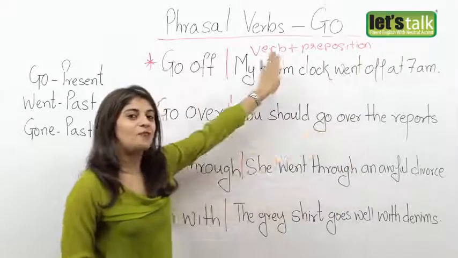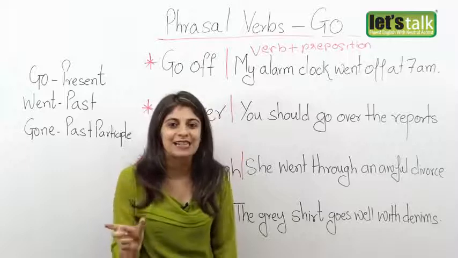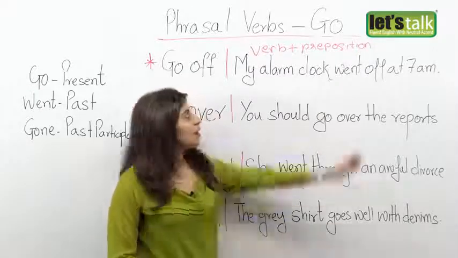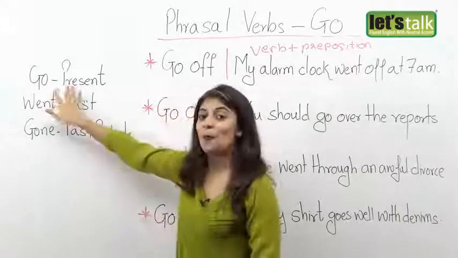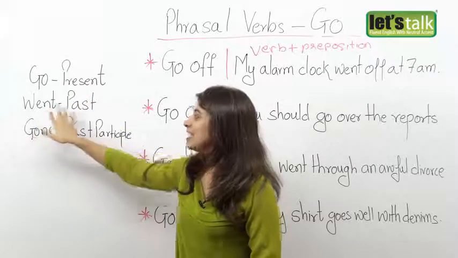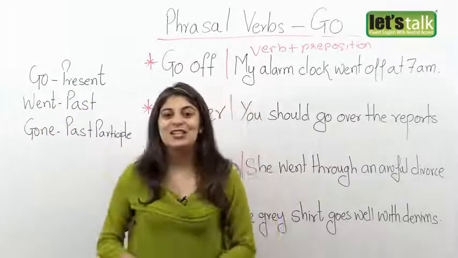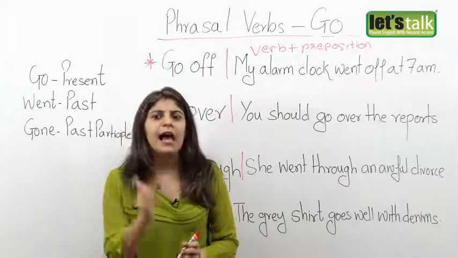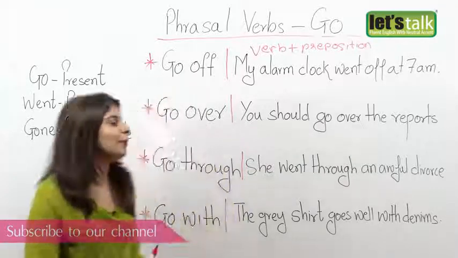Okay, so the verbs are followed by a preposition and this combination makes mini phrases, and that's why we call them phrasal verbs. The verb go has three forms: go is the present, went is the past and gone is the past participle. So here I have some phrases for you which mean something different compared to the original verb go. Okay, so let's have a look here.